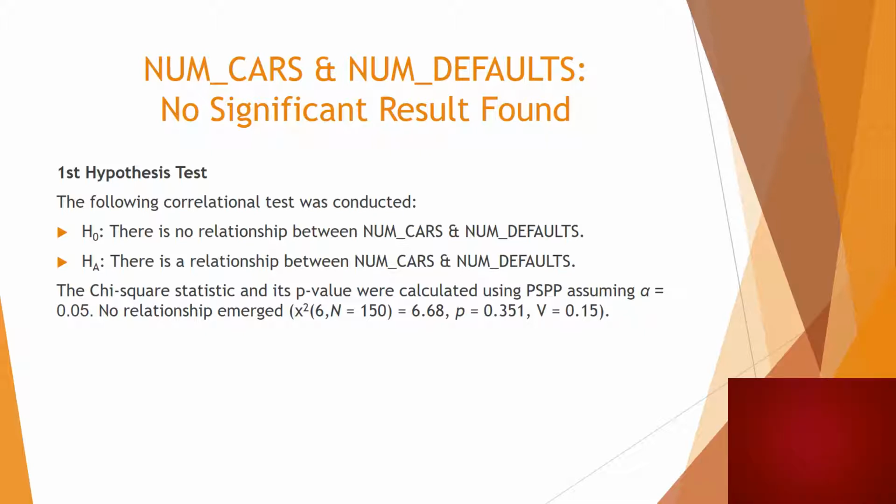And you can see there no relationship emerged, and there are the values that were presented. 150 was the total number of respondents that were evaluated. And you see we ended up with a V value of 0.15. So remembering, looking back at that table, that is not a significant finding.